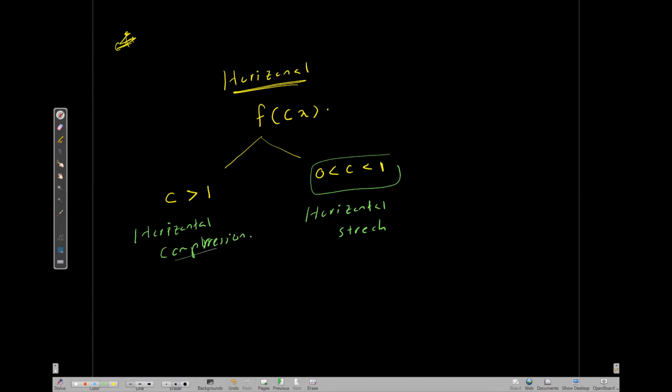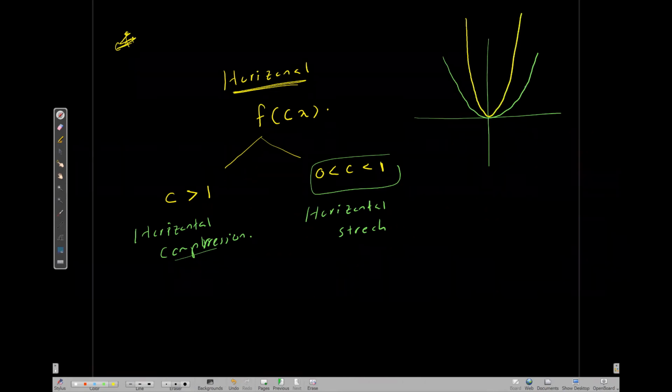Now let's see an example, then you'll understand. Before I give you an example, let me take this. Let's say this is our base function, and we are doing a vertical stretch. Can you guys understand that vertical stretch is the same as horizontal compression?